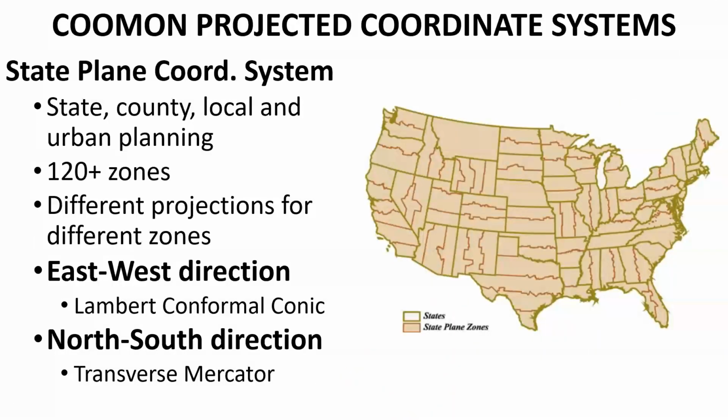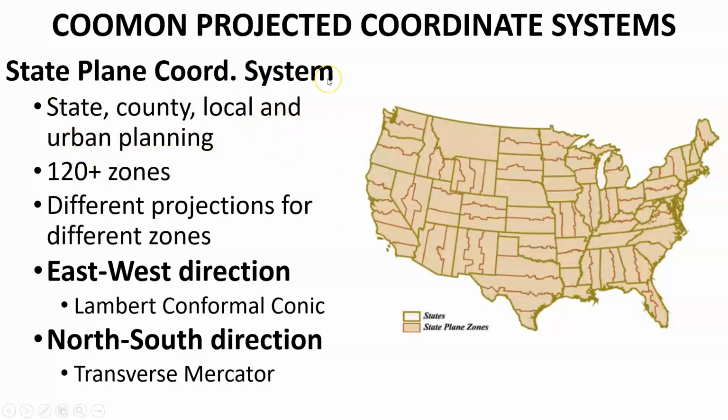Another common projected coordinate system that we use in the United States is the state plane coordinate system. As the name implies, it is specific for the states of the U.S., and this is commonly used by state organizations or government agencies, county agencies, local city governments, and urban planning as well.